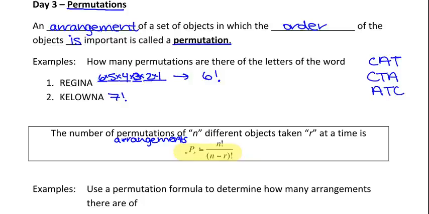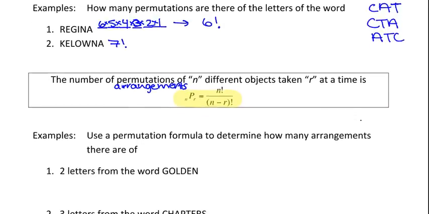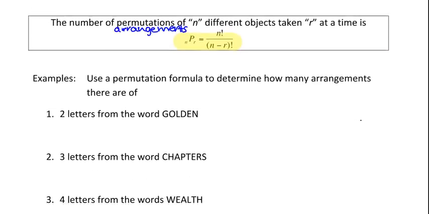So we write the number of objects right here represented by n, and the number of objects that we are choosing at a time is r, and then we have n factorial all over n minus r factorial. We're going to use this formula for the next few questions, although you could still solve these next questions the same way that you've been solving them for the past couple days. Let's see what we have here.